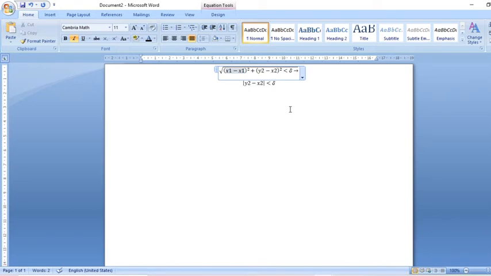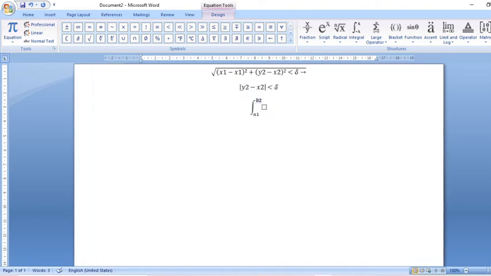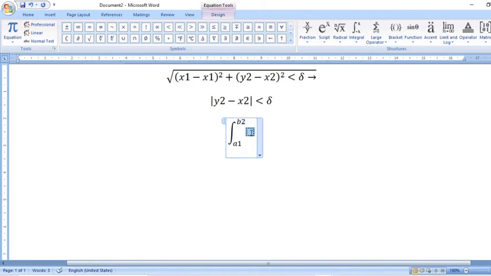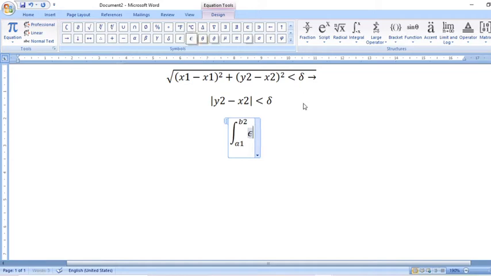So we can write it as, I will show you that. Integral a1 to b1, epsilon by b1 minus a1.